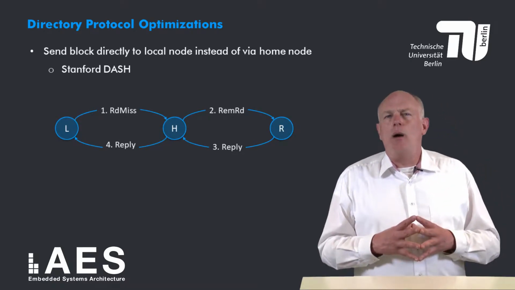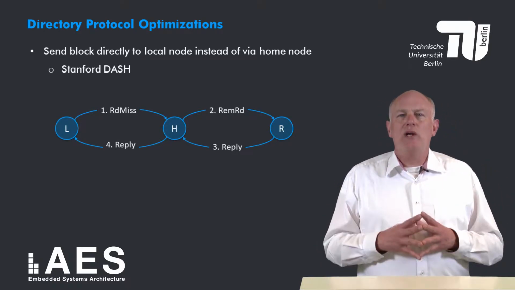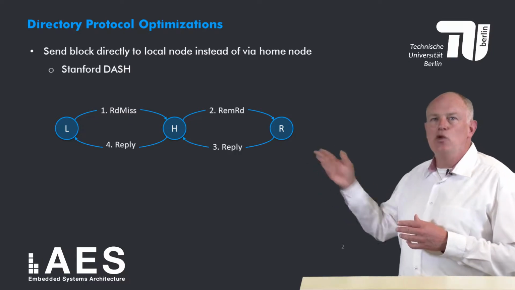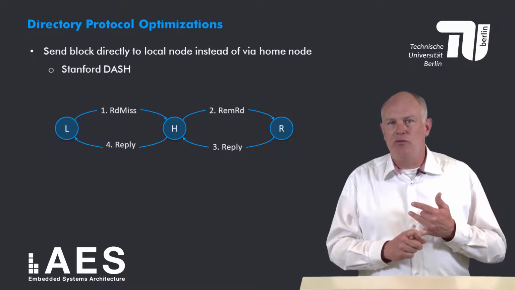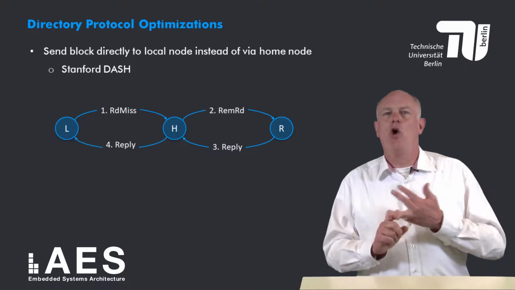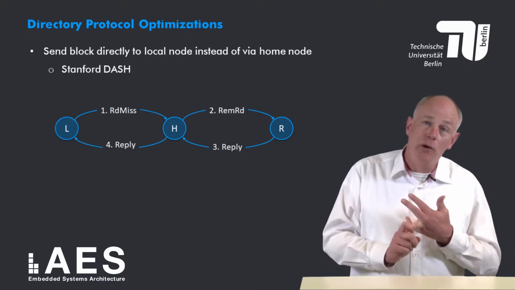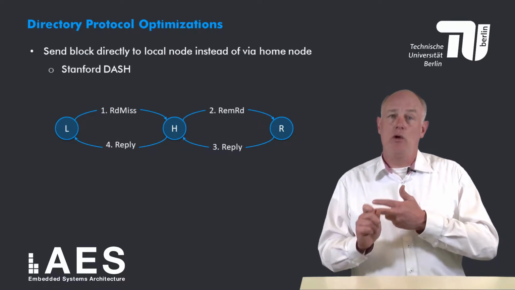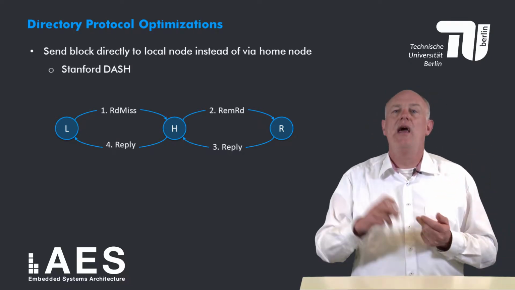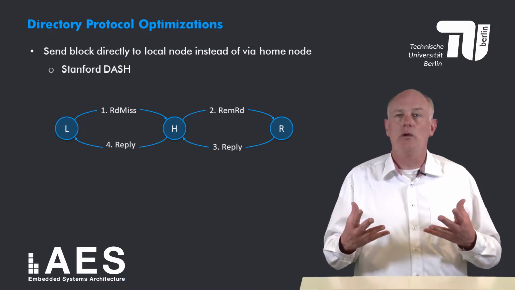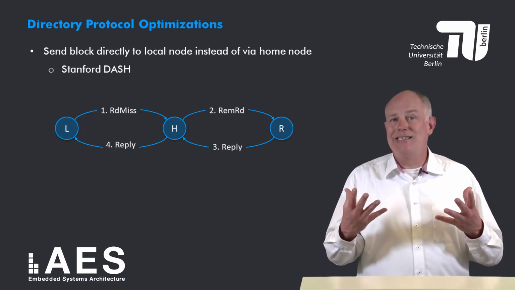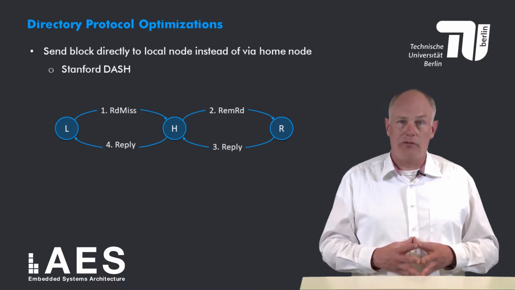To give you an example optimization, this is what we did when we had a read miss to a block dirty in a remote node. First the local node sends a read miss to the home node, then the home node forwards the read miss to the remote node. After that the remote node replies the block to the home node, and finally the home node forwards the reply to the local node. So overall the latency is at least 4 network traversals.